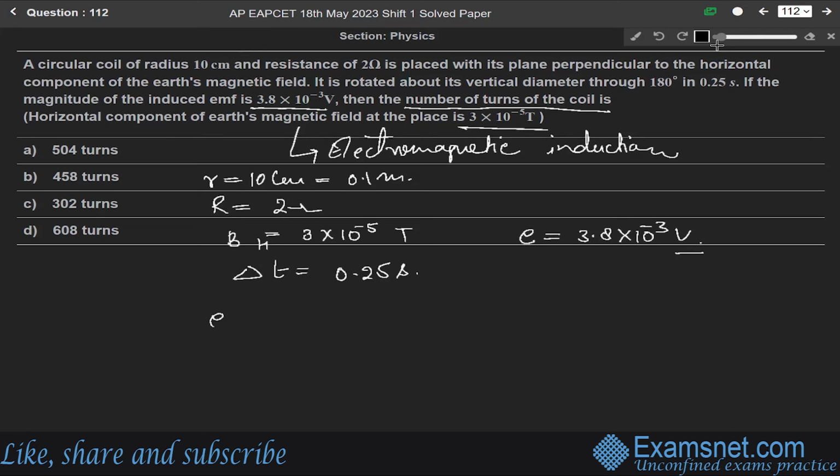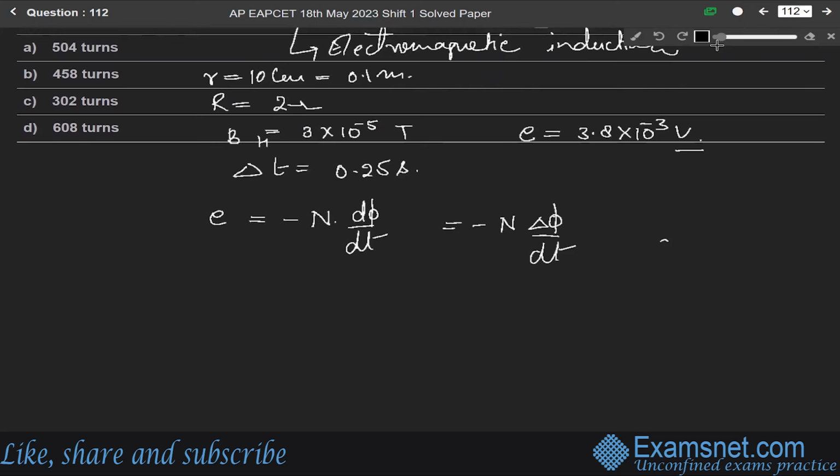We know that the induced EMF E is equal to minus number of turns into del phi over del t, which we can also write as minus N delta phi over delta t. And this magnetic flux phi is equal to B dot A, means magnetic field into this area. And this is a dot product. So we know that for a dot product, we always use the cos theta term. So in place of del phi, we can also write BA cos theta.